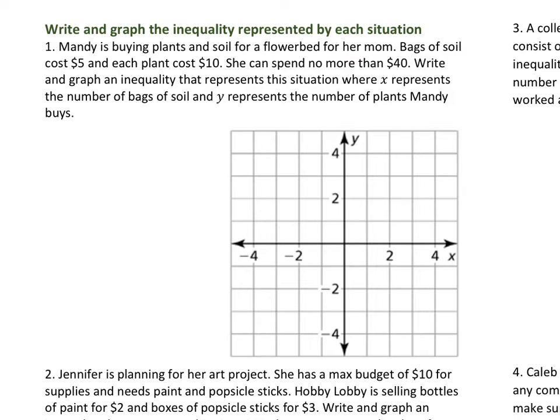Number 1 says Mandy is buying plants and soil for a flower bed for her mom. Bags of soil cost $5 each, and each plant costs $10. She can spend no more than $40. Write and graph an inequality that represents the situation where X is the number of bags. Let's define that variable. And Y represents the number of plants.